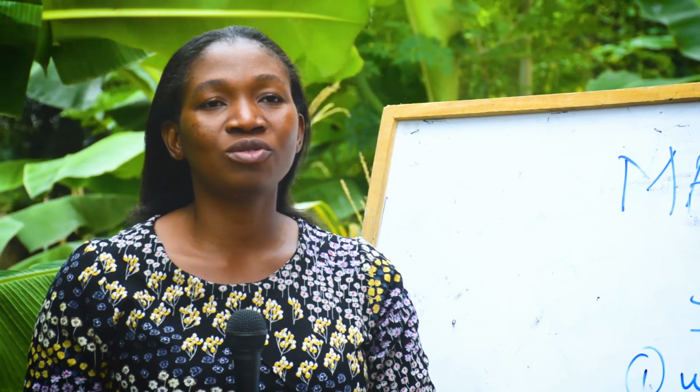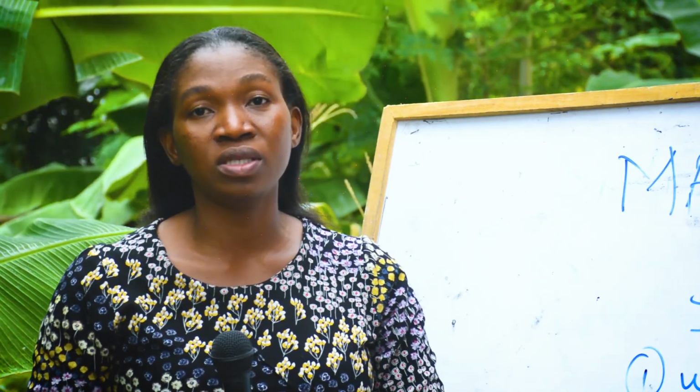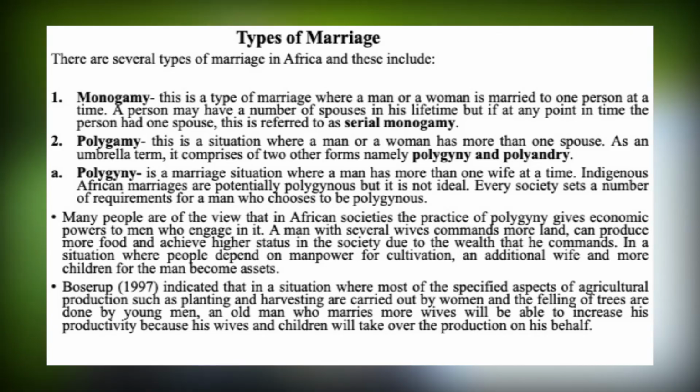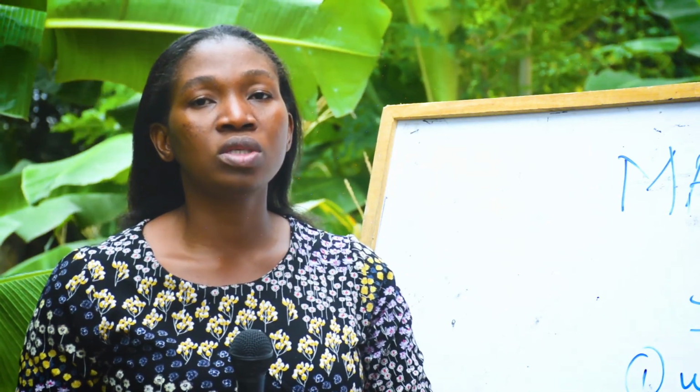So this brings us to the end of today's lecture. Today we looked at what marriage is and the types of marriage. We said there are two main categories of marriage: primary marriage and then secondary marriage. The primary marriage includes monogamy, polygamy, and then child betrothal, while secondary marriage includes widow inheritance, leveratic marriage, ghost marriage, and then woman to woman marriage.